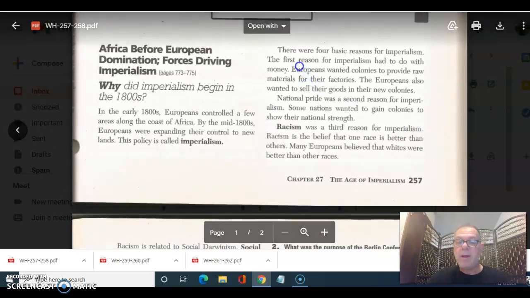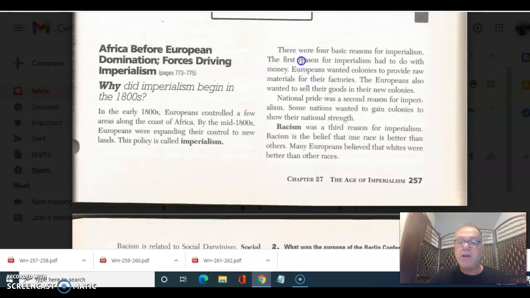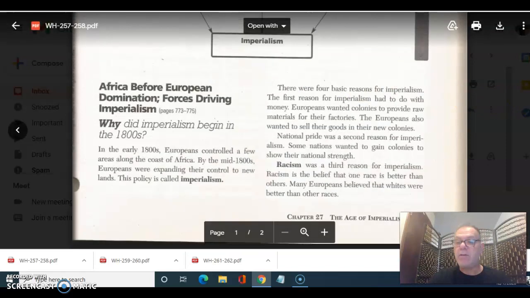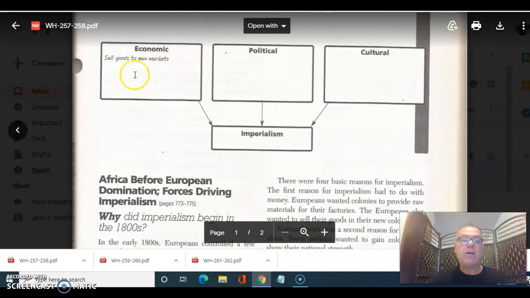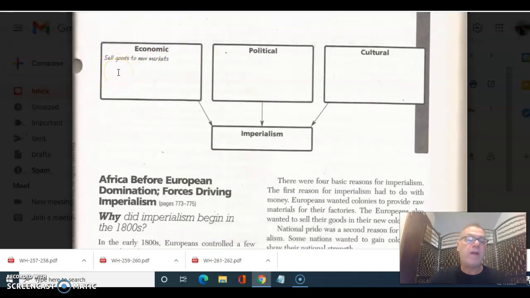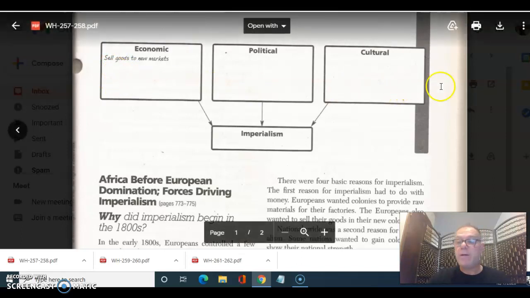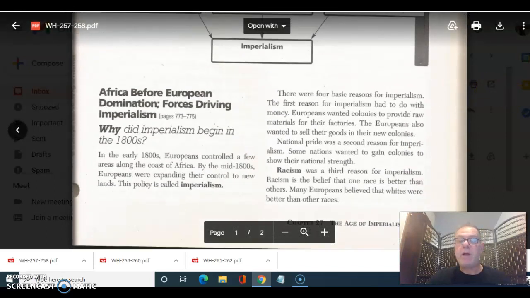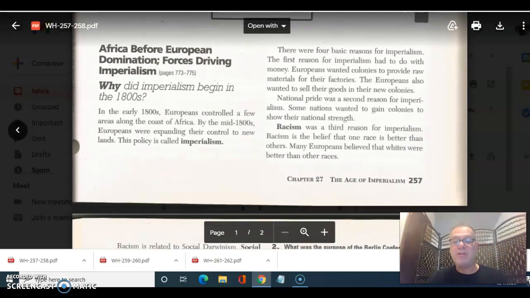So economic had to do with money. Right here where we're looking, it's talking about economy. So why did they do it? Europeans wanted colonies to provide raw materials for their factories, and Europeans also wanted to sell their goods to the new colonies. So they give you one here. They want to sell goods, but the economic reason is to get raw materials. So you would type that in or print that in or however you want to do that. So let's go back to our text. I'm just showing you how to do this because I'm not going to do this for each screencast. We'll be doing some other things.